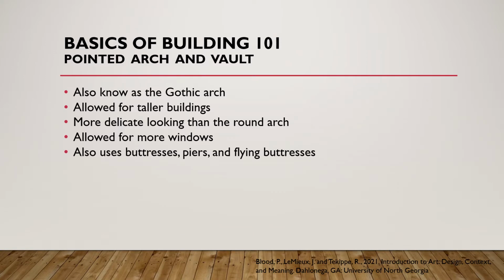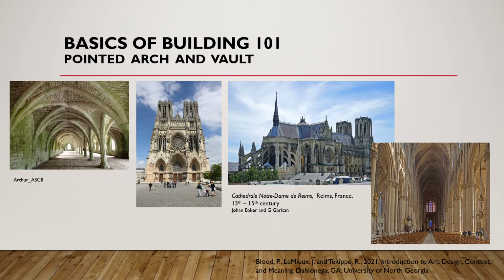The pointed or the Gothic arch gave builders the opportunity to build taller structures. The pointed arch distributed the weight differently than the round arch, so the structures didn't have to be so massive. Now, this was very popular with the churches. Walls could go higher, allowing the opportunity to get closer to God. The thinner walls could be opened up with windows and lots of them.